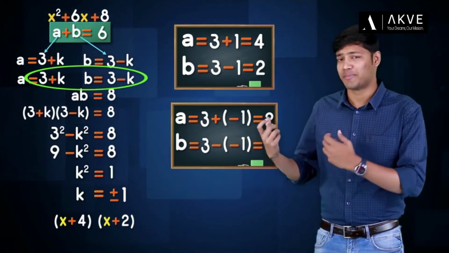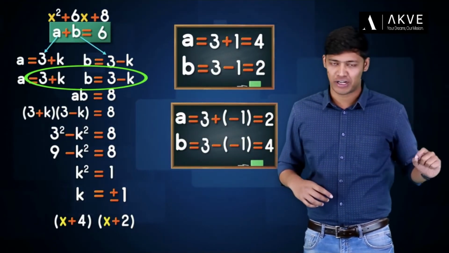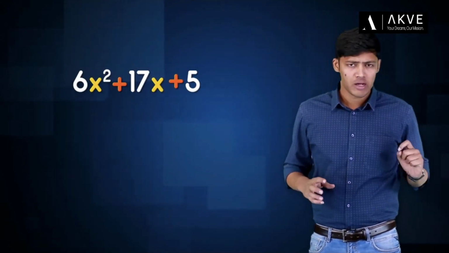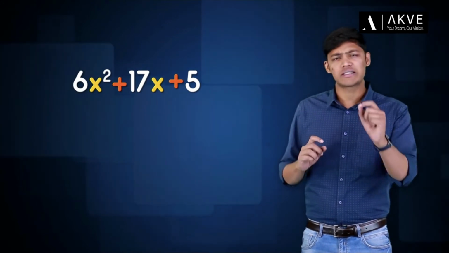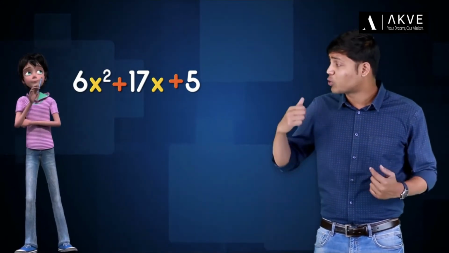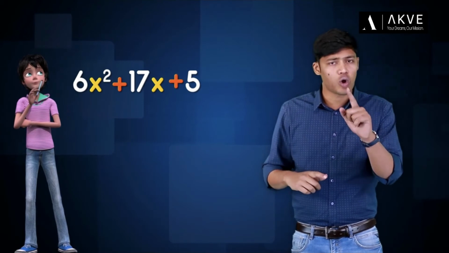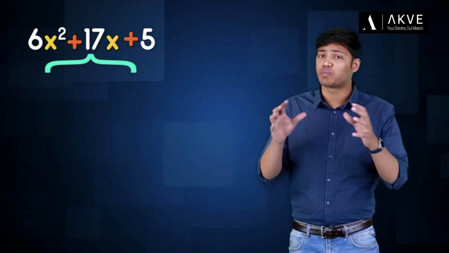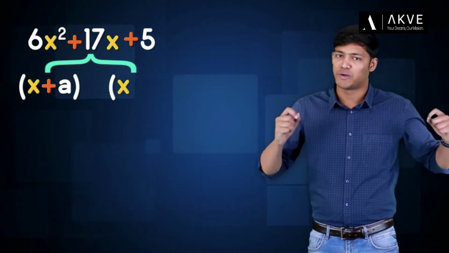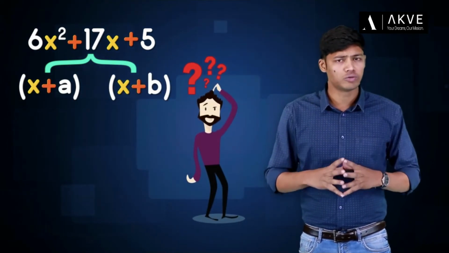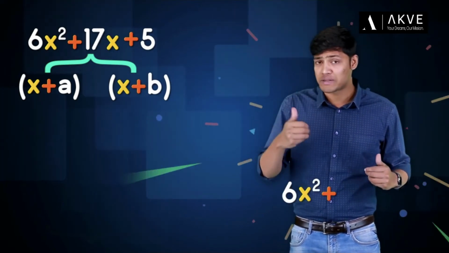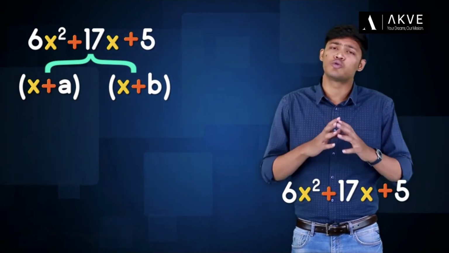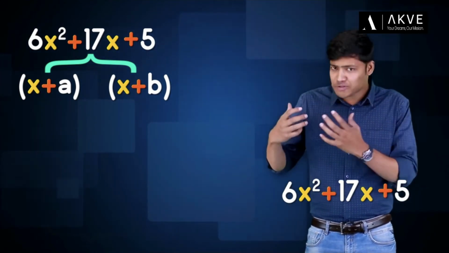Now, using the same method, let's factorize another quadratic polynomial, 6x squared plus 17x plus 5. But here you must be having a slight confusion. Since the coefficient of x squared is not equal to 1, we cannot express this polynomial as the product of x plus a and x plus b. So what should we do now? In the polynomial 6x squared plus 17x plus 5, we can clearly see that the coefficient of x squared is not equal to 1. So let's make it 1.